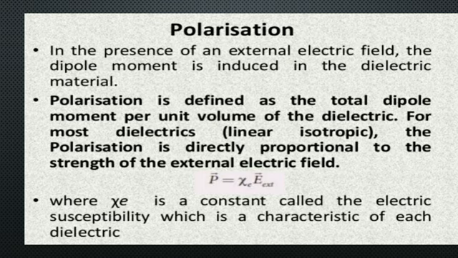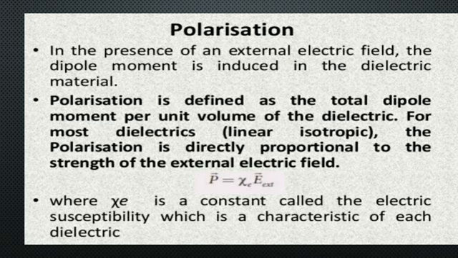If I write based on the statement, P is denoted as polarization. The P vector, polarization, is directly proportional to the external electric field, that is E. If I remove the proportionality, I have to use a constant. That constant is chi E, called electric susceptibility. It is based on the dielectric material.